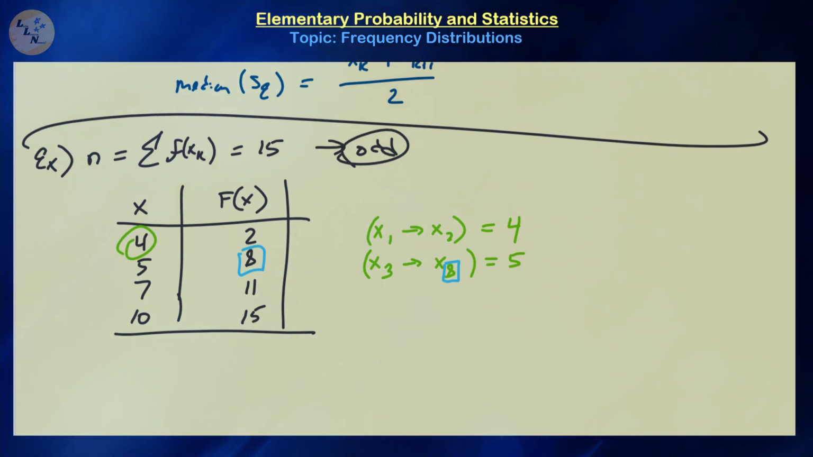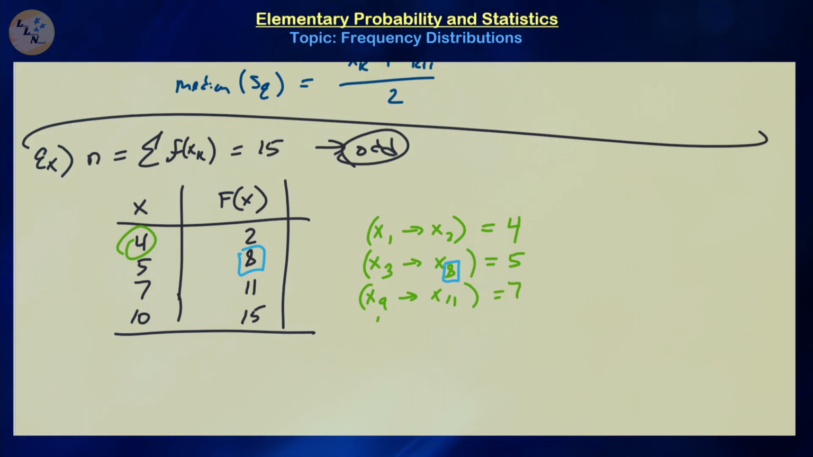And you can continue this pattern. The next element will be x9, so x9 through x11, which is elements 9, 10, and 11. So we have 3 7s. All of these elements are going to be equal to 7. And x12 through xn, which is x15, the 100th percentile, is going to be equal to 10.